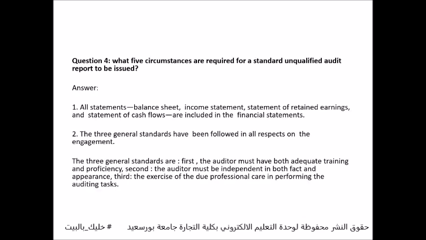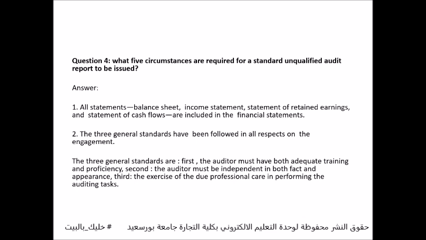Question number 4. What 5 circumstances are required for a standard unqualified audit report to be issued? There are 5 circumstances which are required in order to issue a standard unqualified audit report. Number 1, all statements, which are the balance sheet, income statement, statement of retained earnings, and statement of cash flows, are included in the financial statements.